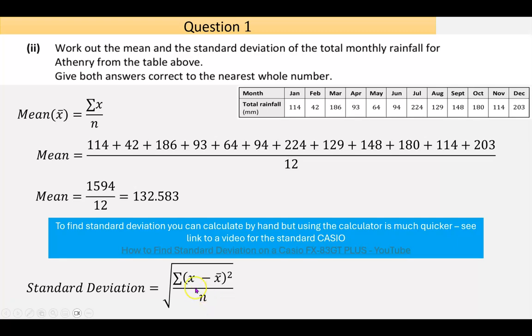Now what that means is, if you're doing this by hand, you do it in a kind of table format, in some organized way. Let's say for January, you take away the mean, square that answer, and then add it to 42 take away the mean, that's squared. You're doing that to all of these numbers: taking away the mean, getting an answer, squaring that answer for each one of them, and then adding them all together. And then you're dividing that by 12.